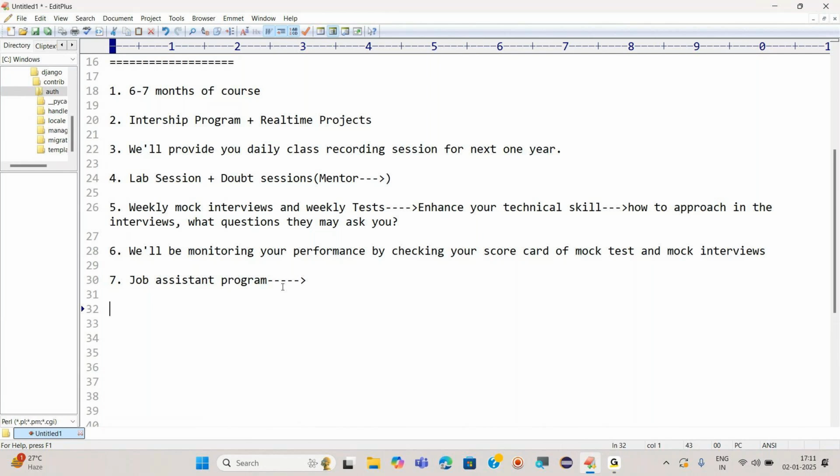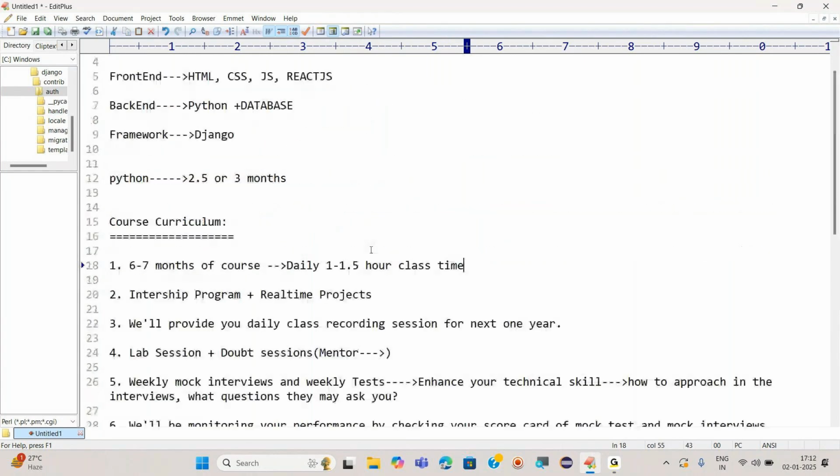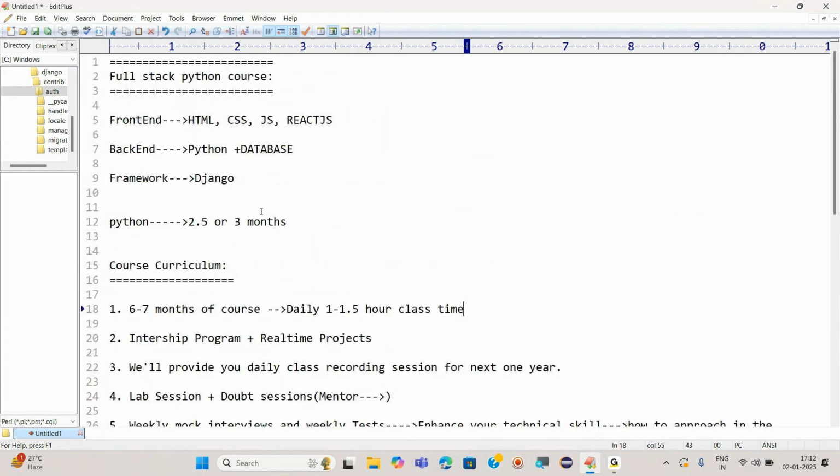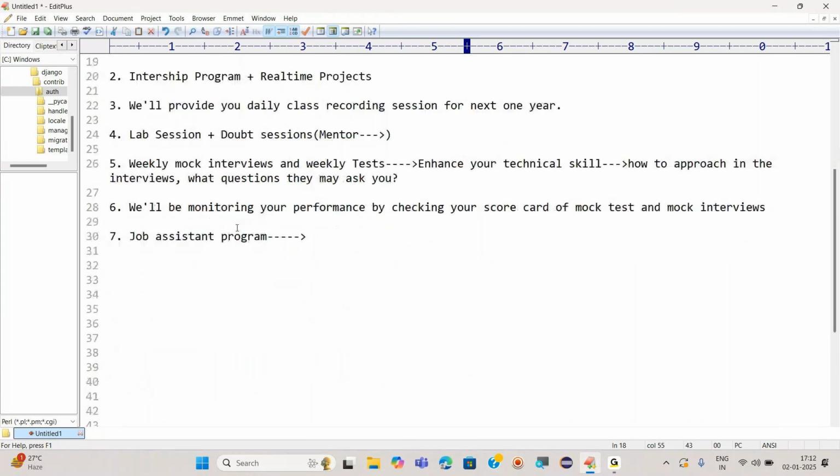Yeah, and this is going to be a 6 to 7 month course, and I am going to take the class daily for 1 to 1.5 hours. So this is all about the class we have. This is all about the curriculum we have here in the Python full stack.